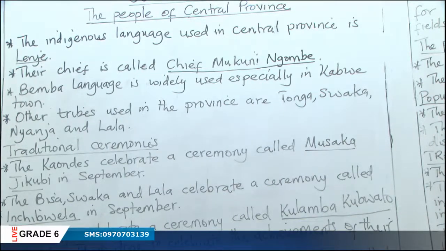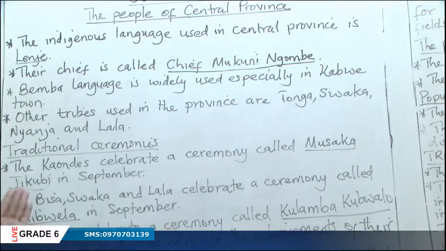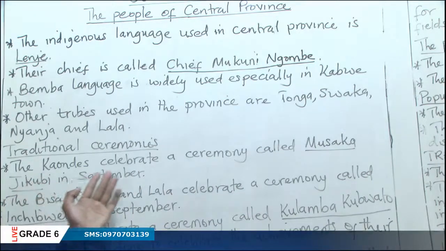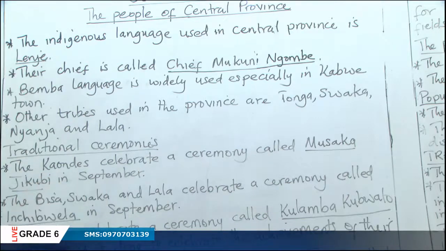Okay, so let's look at traditional ceremonies, boys and girls. The Kaondes celebrate a ceremony called Musaka Jikubi in September. So this month, this ceremony is taking place.